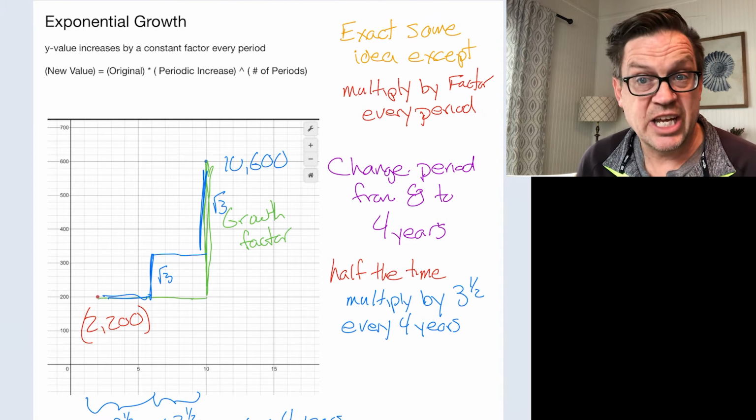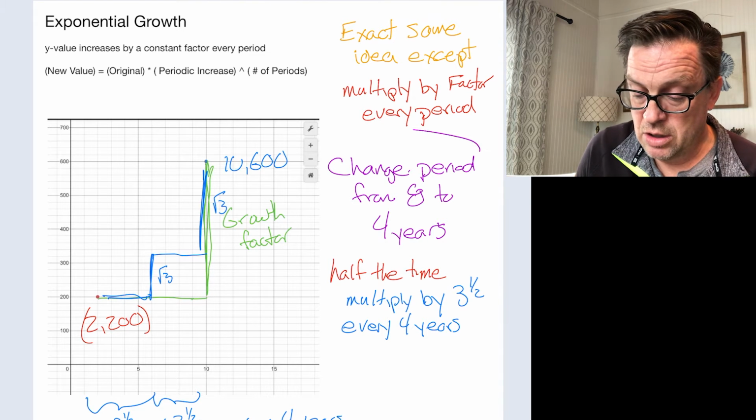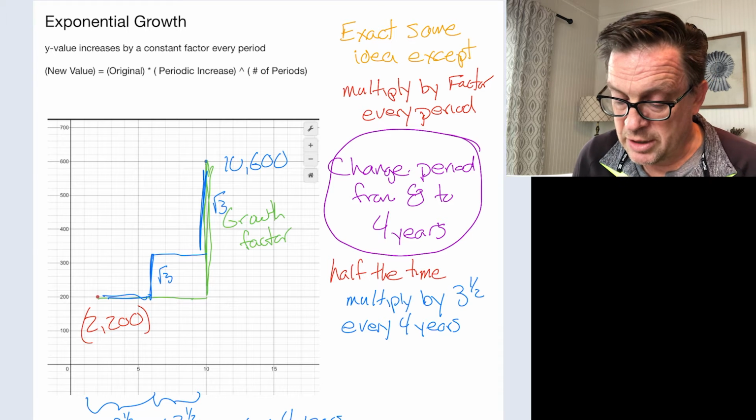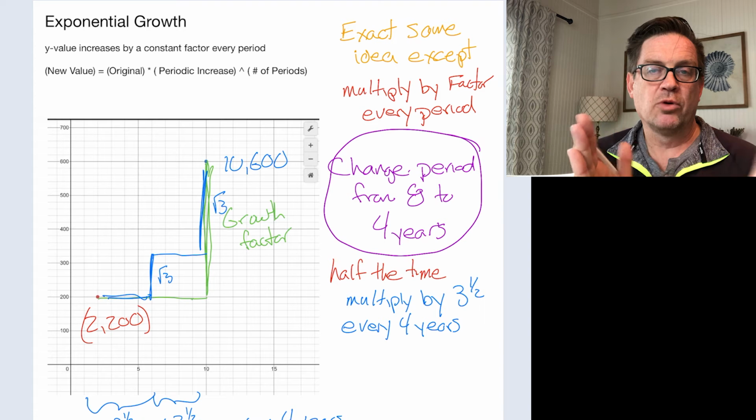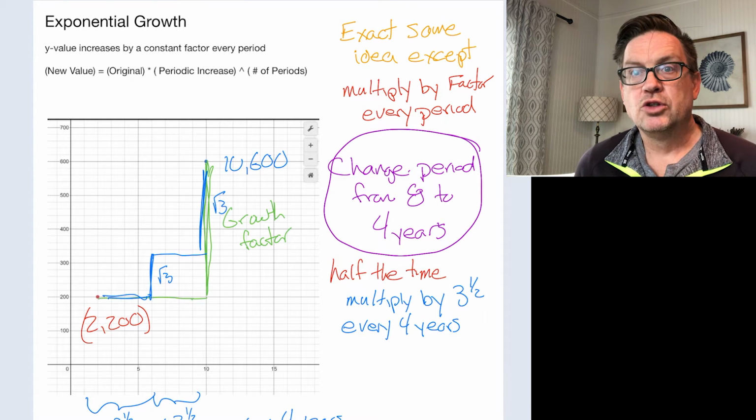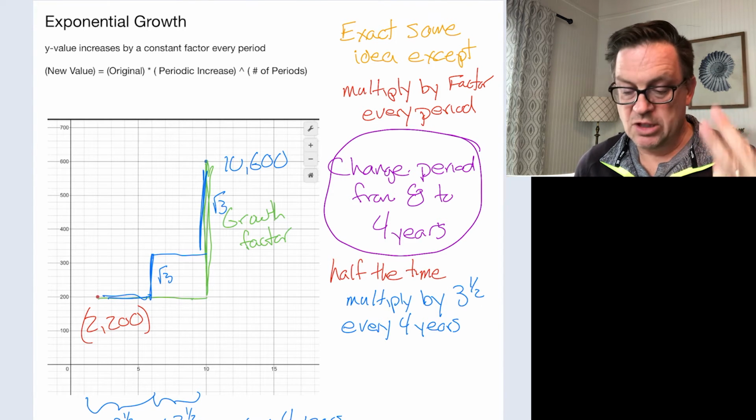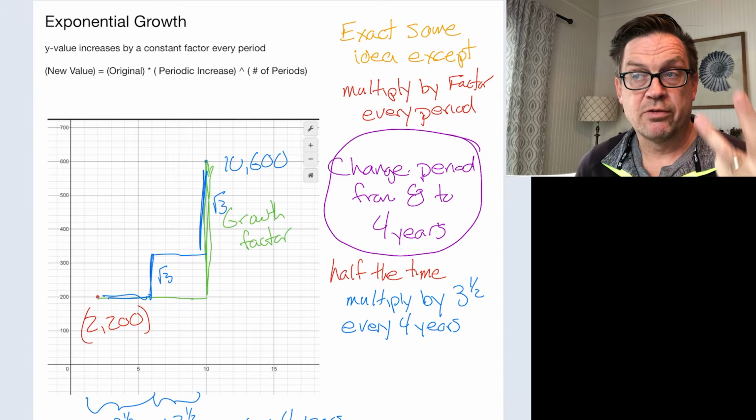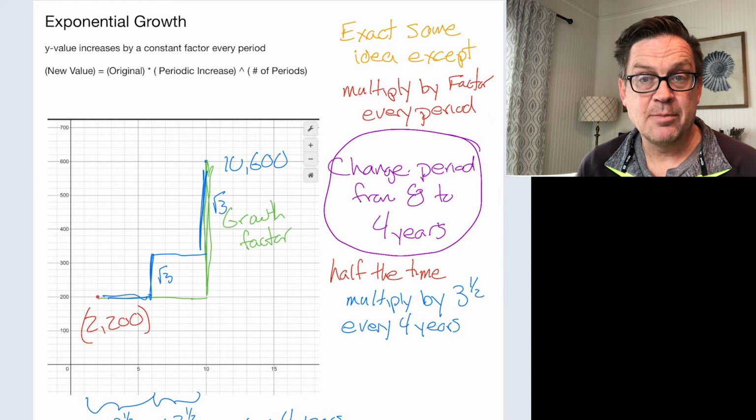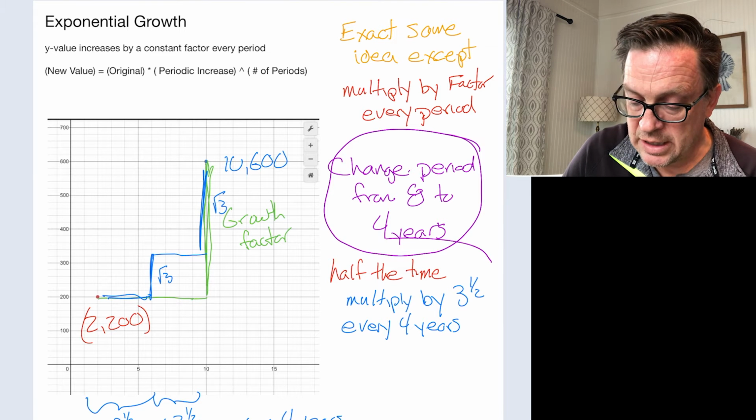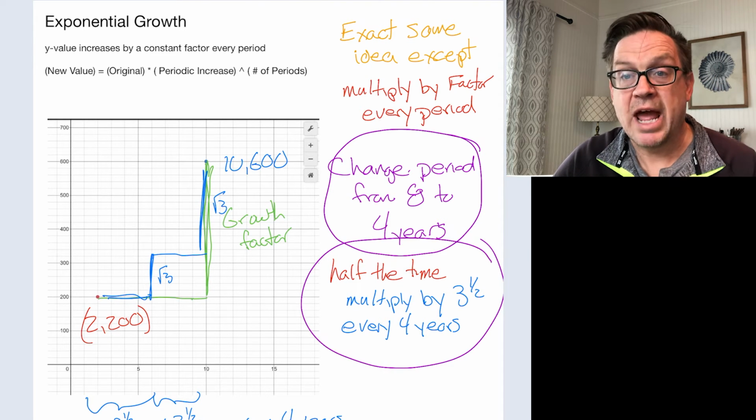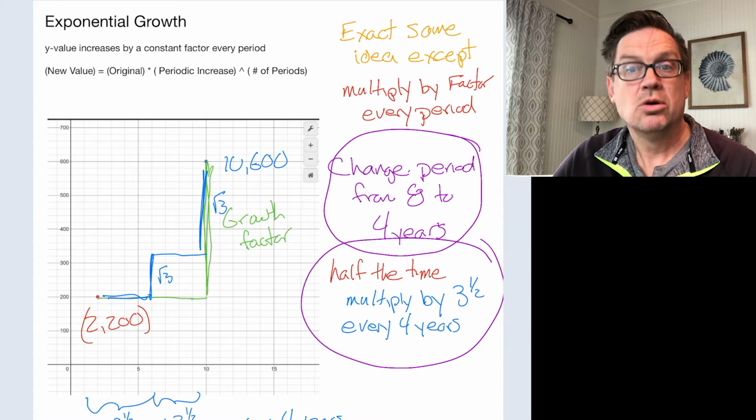We can also then change the period. So what if instead of an 8-year period, we want to do a 4-year period? Over 8 years, I multiply by 3. I have a growth factor of 3. So in half the time, I have half that factor, which isn't 3 divided by 2. It's the half power of 3, the square root of 3.